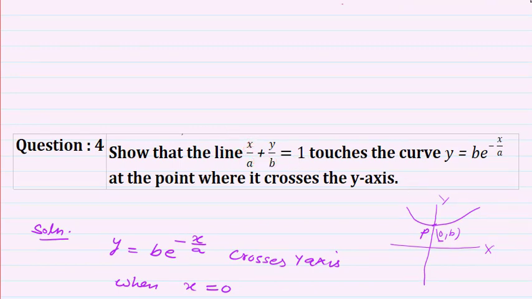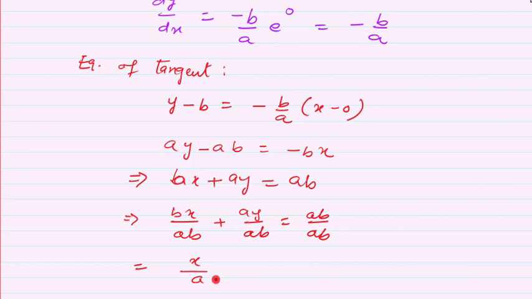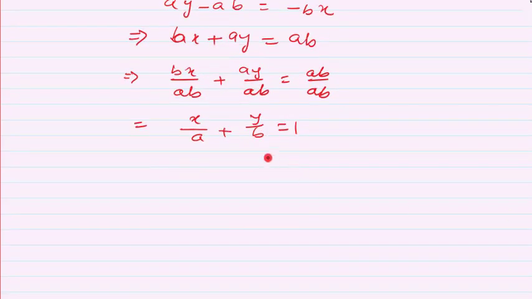So if we observe the equation that we find out, if we divide both sides by ab, then clearly we will be having 1 over here, and the required form of the equation is bx upon ab plus ay upon ab is equal to ab upon ab, which is nothing but clearly x upon a plus y upon b is equal to 1, and this is the result, and we can write hence proved.